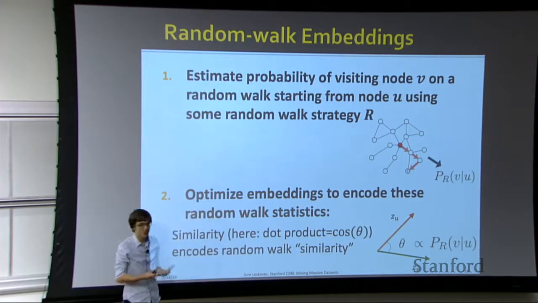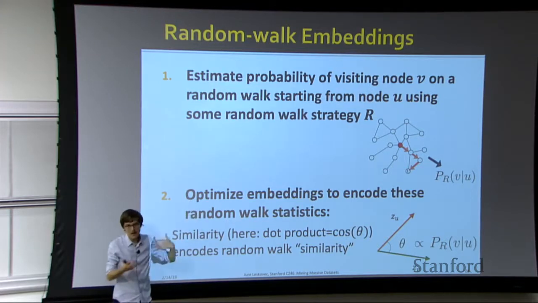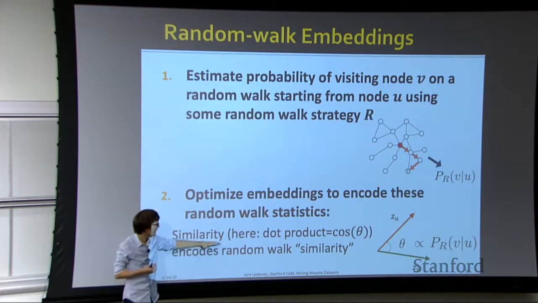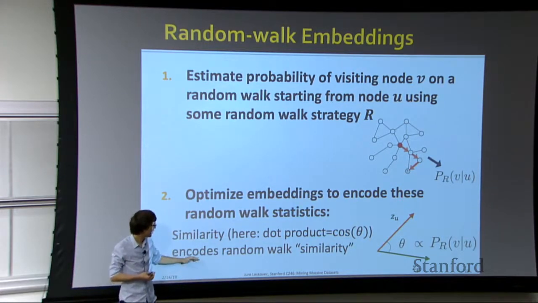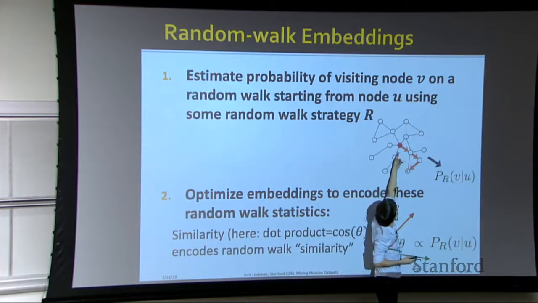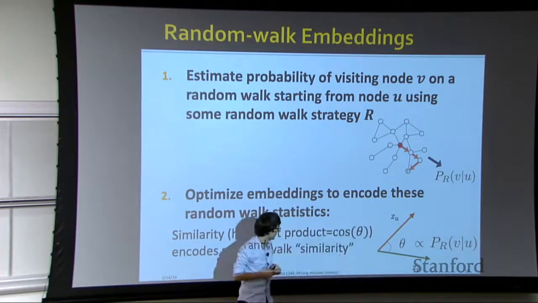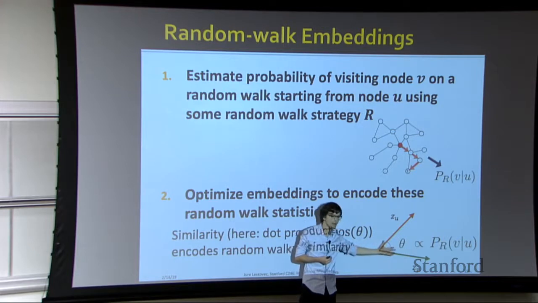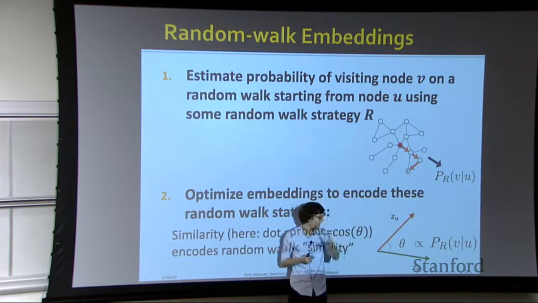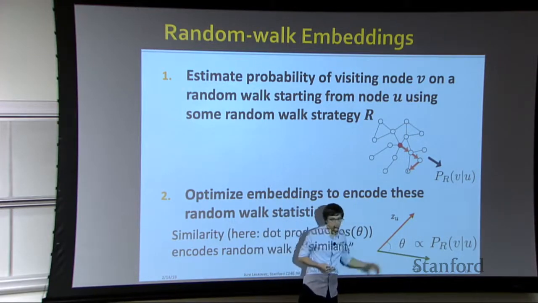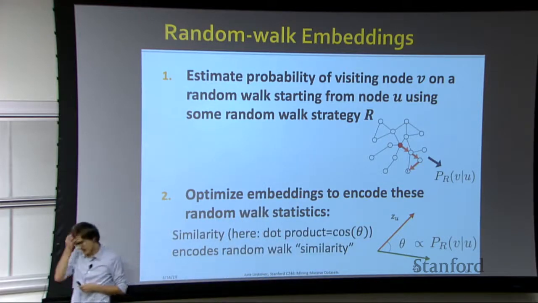And then I can think about optimizing embeddings so that they encode these random walk statistics from step one, so that the similarity dot product encodes the random walk similarity, where we say how likely am I to visit node V if I start the random walk from node U. And again, the dot product is simply the cosine of the angle between the two nodes, right? So if they are orthogonal, then the similarity is zero. And if the angle is very small, then the similarity is large. Okay?